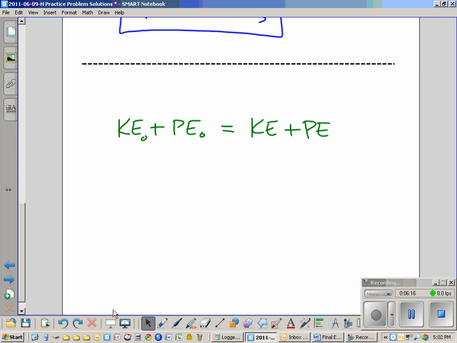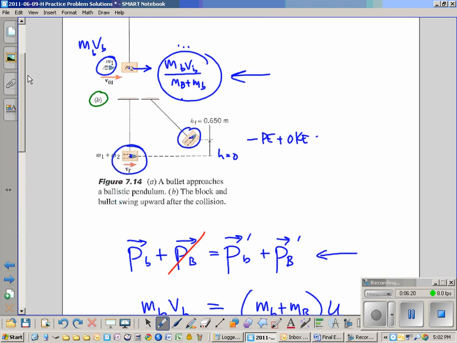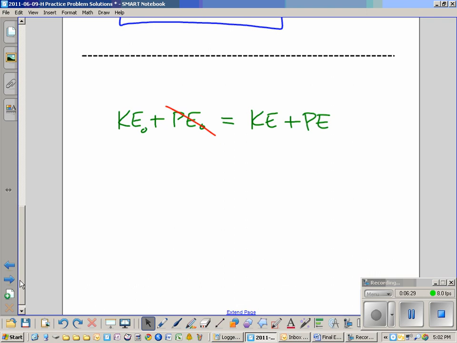Well, the potential energy at the bottom, if we take that level to be 0, we're going to take this to be h equals 0, right here. And then we're looking for what the height is when it gets up to the top. And when it gets to the top, it's instantaneously at rest, so its kinetic energy is equal to 0. So we have 1/2 mv squared is equal to mgh.